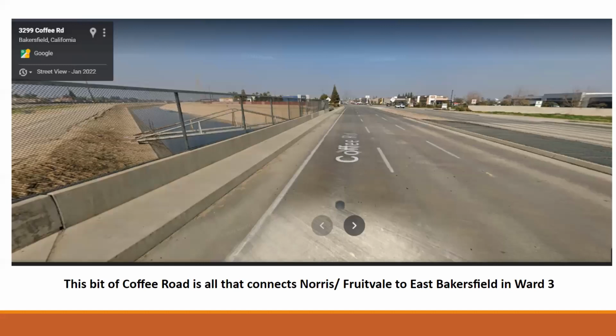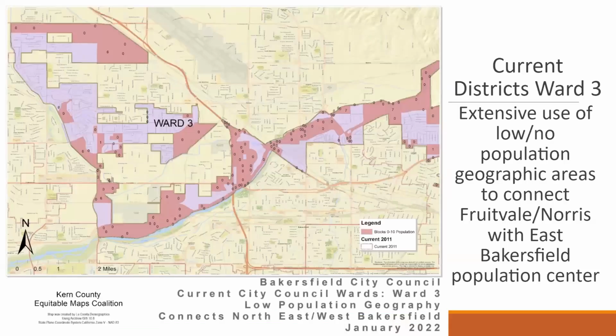This is literally a 112-foot overpass that goes over a canal on Coffee Road right by the Cane's Chicken restaurant. And that's all that connects the current Ward 3, Norris, Fruitvale, West Bakersfield to East Bakersfield. And we knew that that was probably something that we would need to fix in order to meet Voting Rights Act obligations in the other districts.